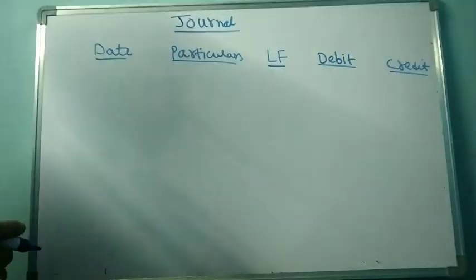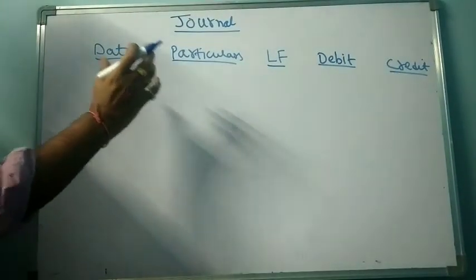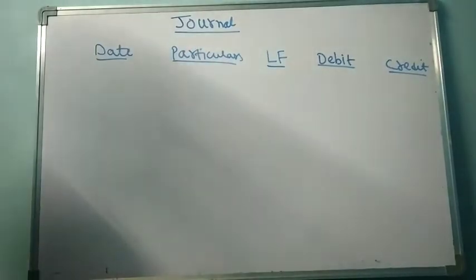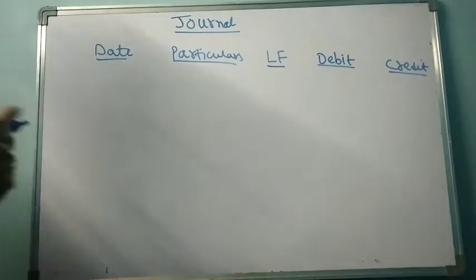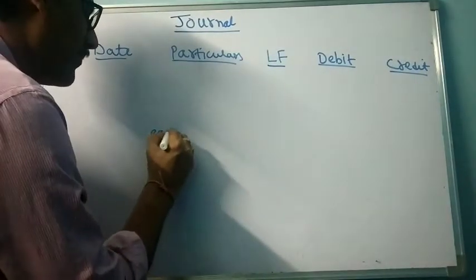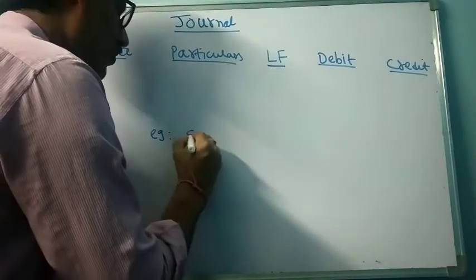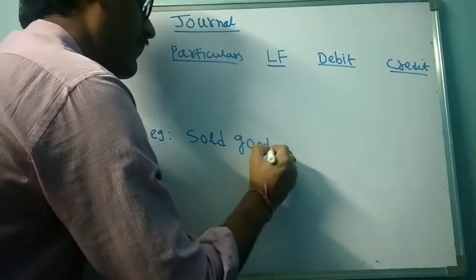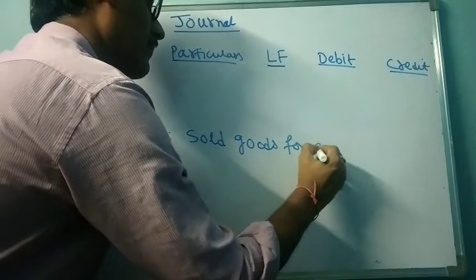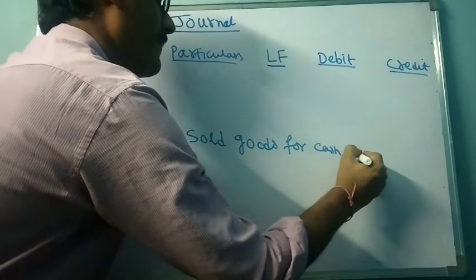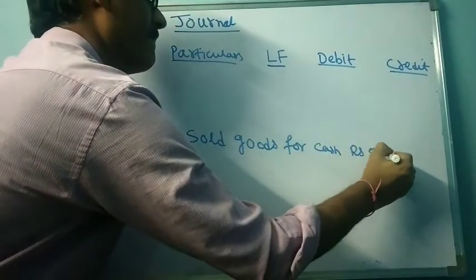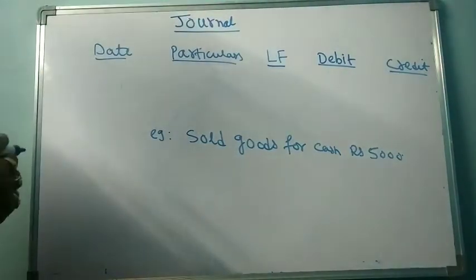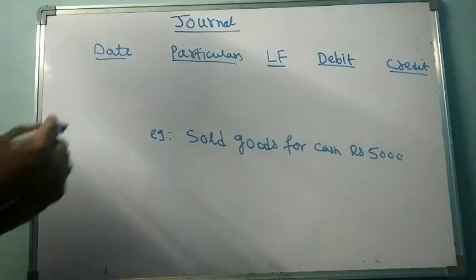Before I explain how to write the transaction in journal, first to identify the debit and credit part of economic transaction, one example I am going to take now. Sold goods for cash, Rupees 5,000. First you should follow the 3 steps of journalizing process.